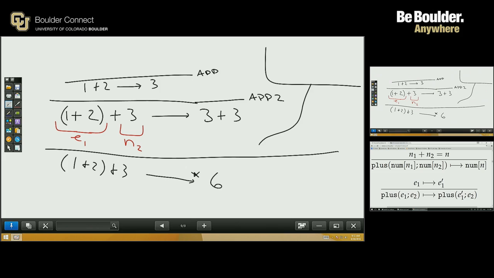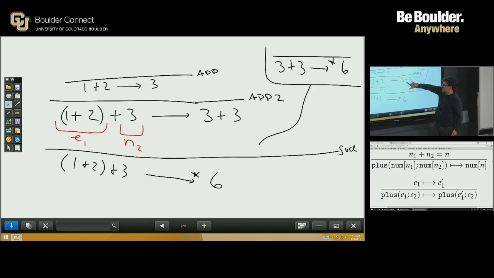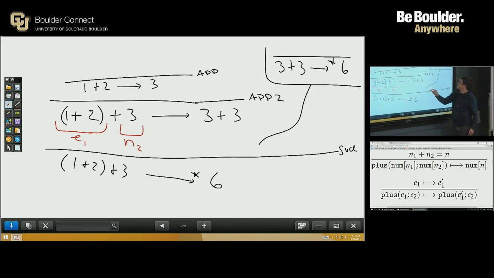where the conclusion of the derivation is what? 3 plus 3 steps to 6. So in this case, I'm using the suck rule that we talked about, where I'm taking multiple steps. The first step I'm taking is adding 1 plus 2 to get 3. And then 3 goes in the place where 1 plus 2 was. And now the next thing I want to do is add these two 3's together and get 6.